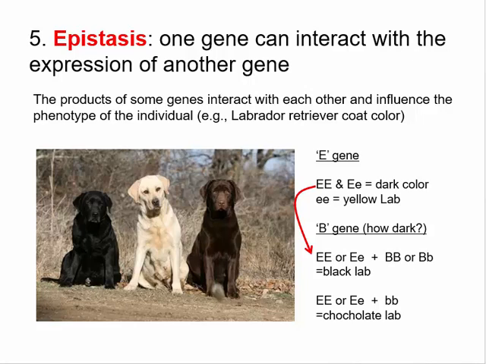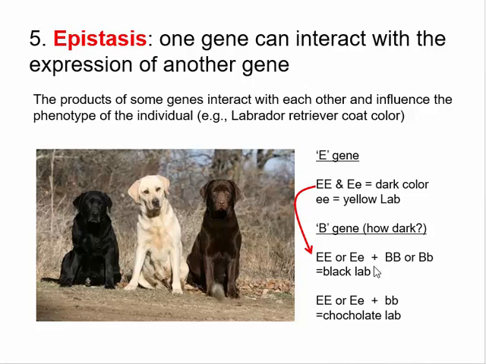And a great example, because here we got these cute little dogs, is coat color in Labrador retrievers. So there are two genes associated with coat color. One is this E gene. If an individual has capital E at all, then that will produce a dark colored dog. The only way to get a yellow lab is to have little e, little e.